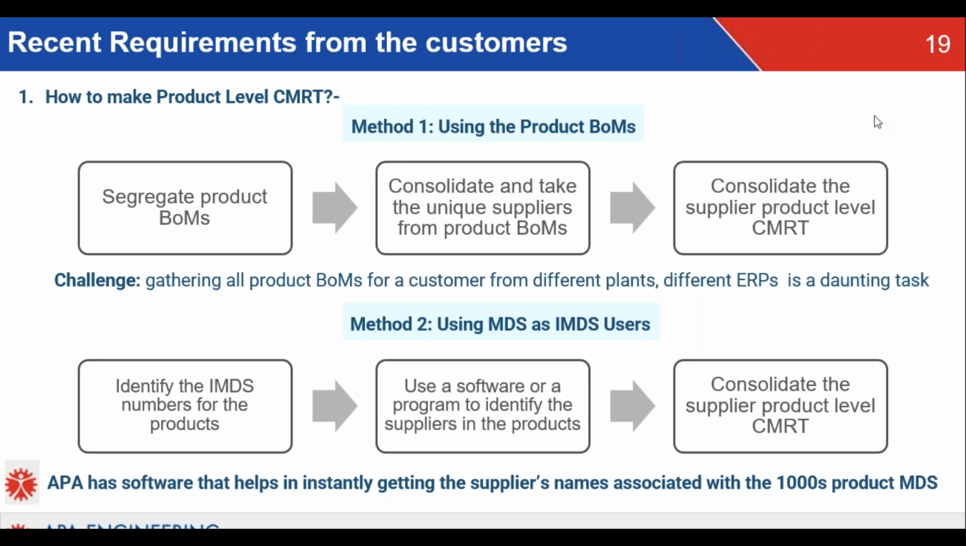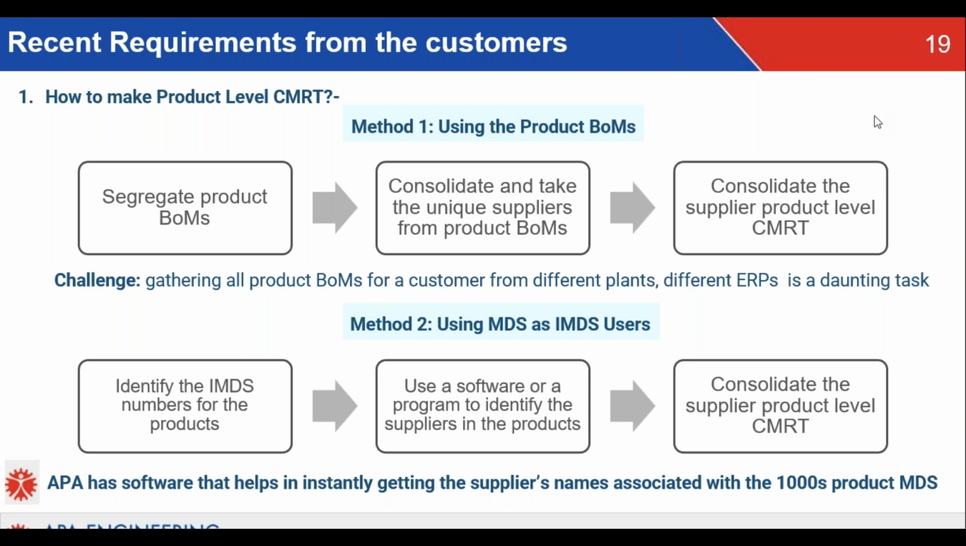The other way is using IMDS, and this is mostly related to the automotive sector, because most automotive companies use IMDS. In this section, if your company is manufacturing product parts, you have to identify the product number in IMDS.